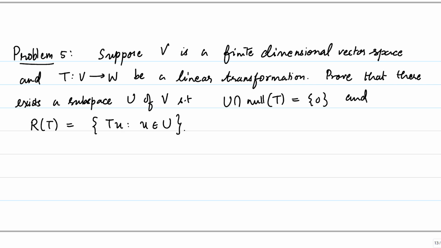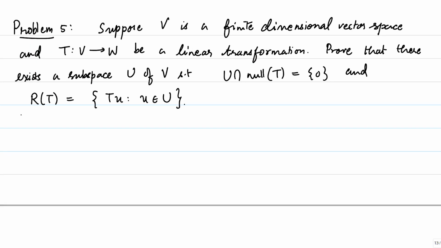So if you are to recall the concept of an isomorphism, what this says is that there is a subspace U of V such that when T is restricted to U, it is an isomorphism onto the range of T. So in particular, if T is a surjective map, then what this problem essentially says is that there exists a subspace U of V such that when T is restricted to U as a map from U to W, it is an isomorphism. Okay, that comes later. Let's first prove the existence of such a subspace U.